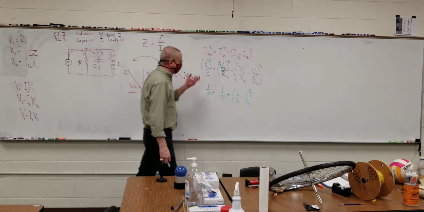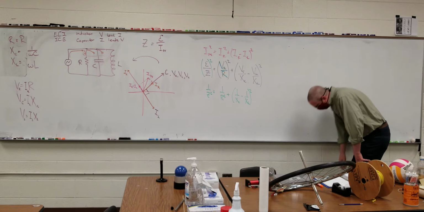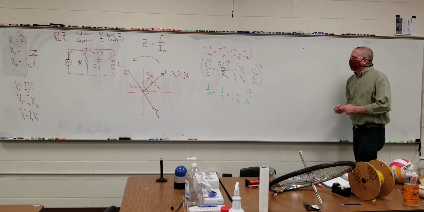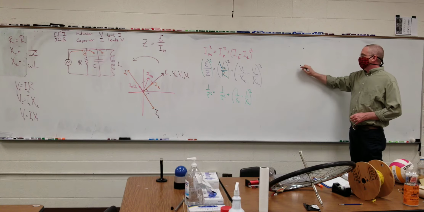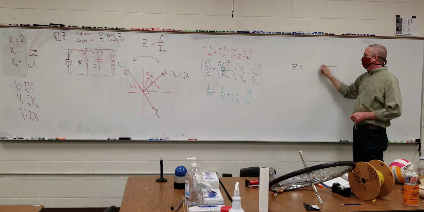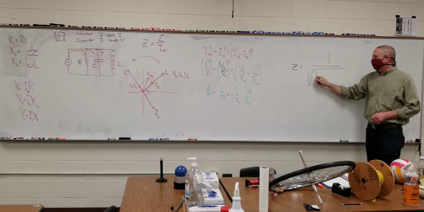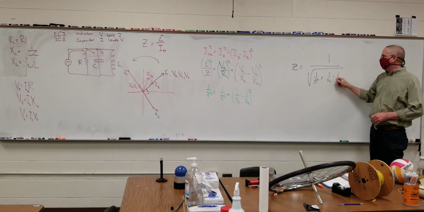And so we need Z by itself officially. So Z is 1 over the square root of 1 over R squared plus, 1 over X sub C minus 1 over X sub L, squared.